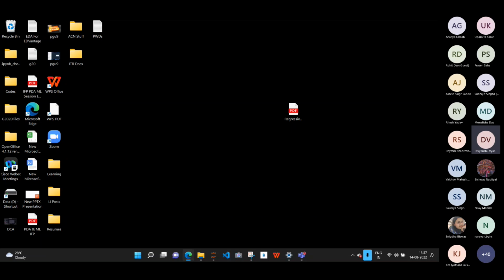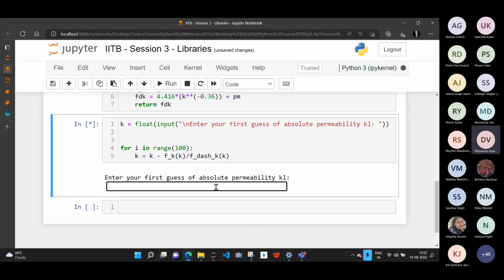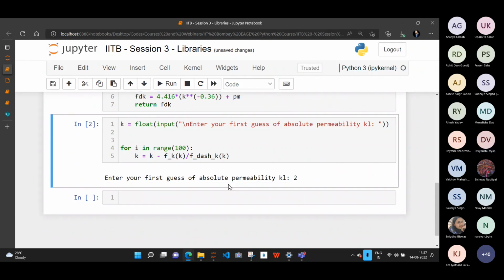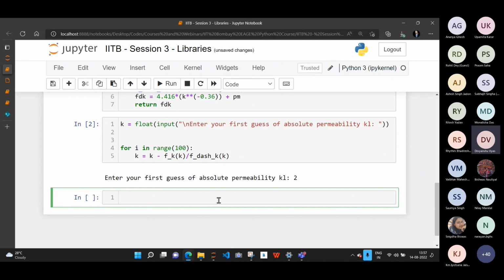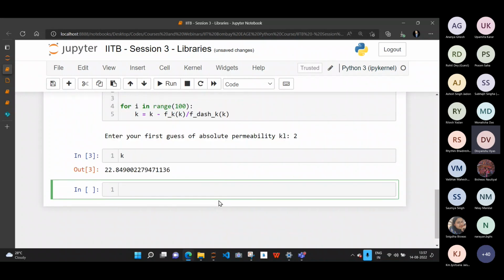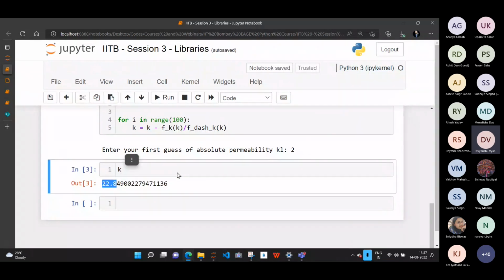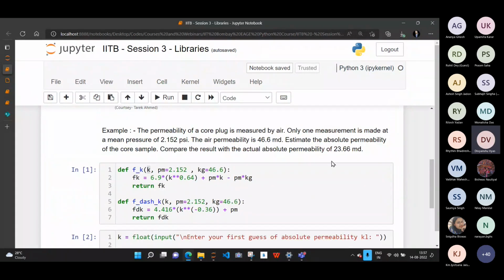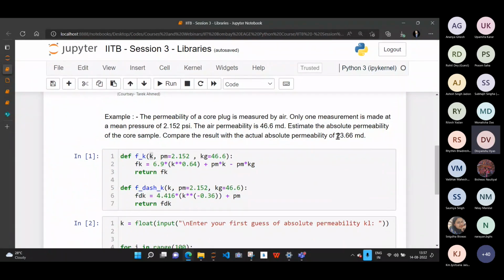Okay, we will run this. Enter the initial guess. Let's say I provide 2. Let's see whether our k final has now gotten close. So you can see our final estimate of k is 22.84, and we were to compare this with 23.66, which means we did get close.